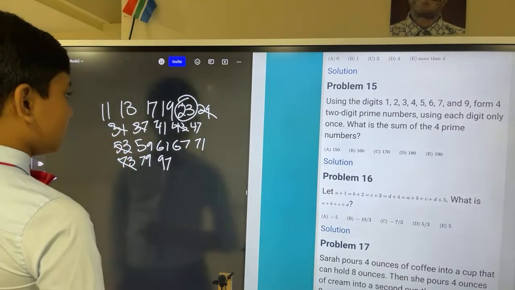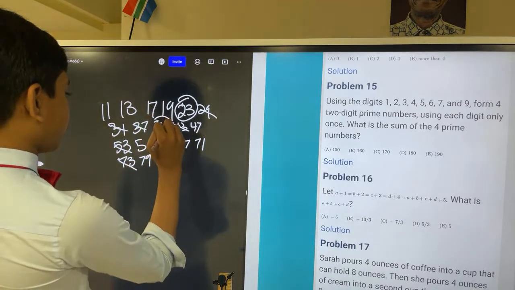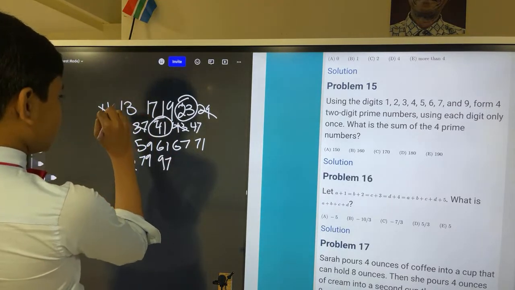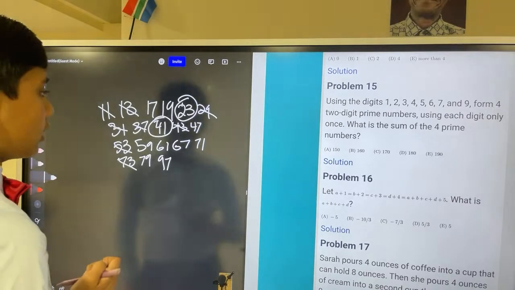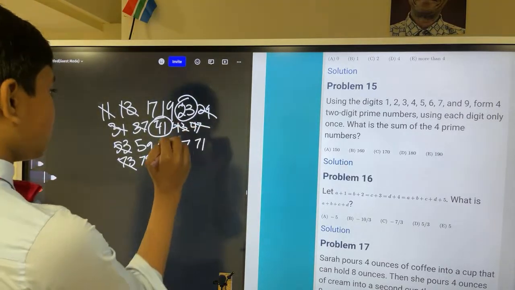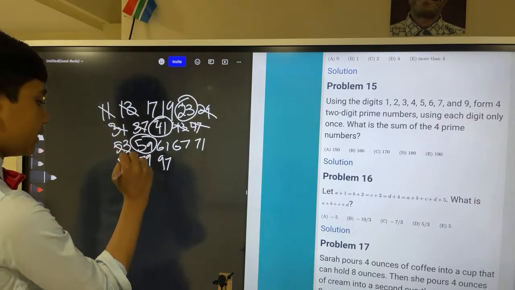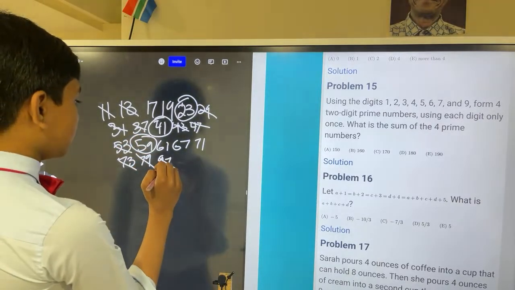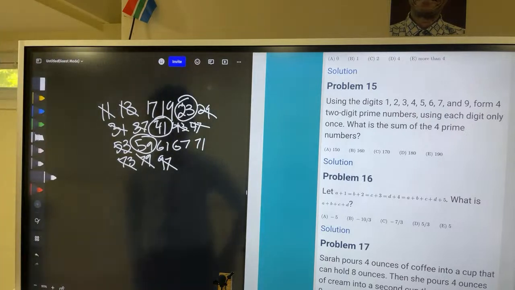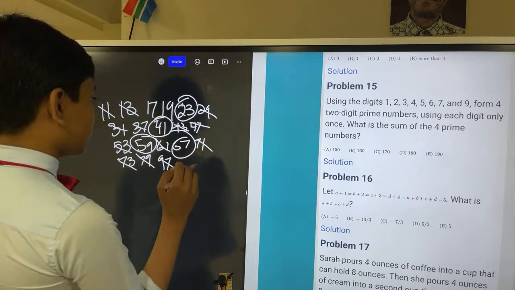Okay, then we could pick 41, which means we can't use anything with a 1 or a 4. Then we could pick 59, meaning we can't use anything with a 9 or a 5. And finally, we have 2, 3, 4, 1, 5, 9. I think we're missing 6, 7. So that's the only one left.